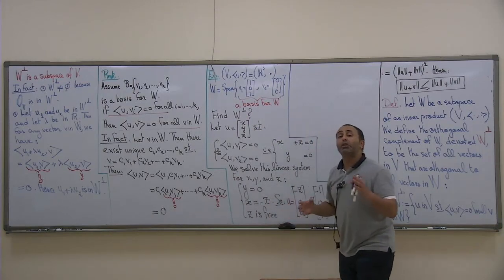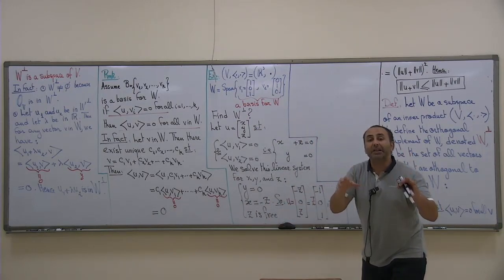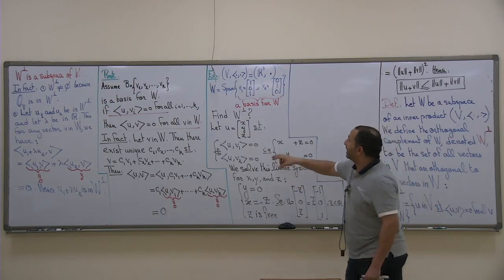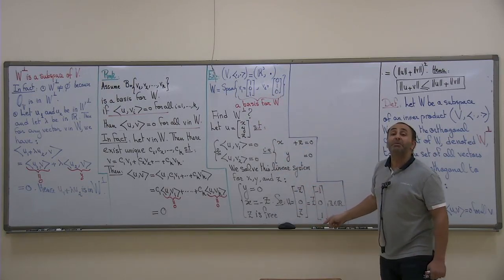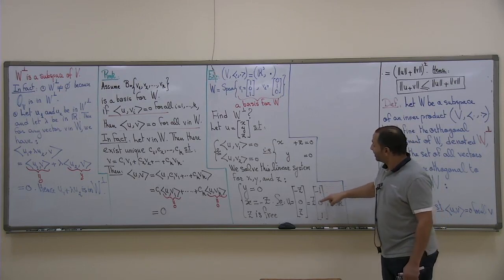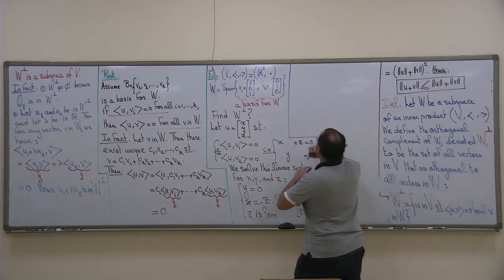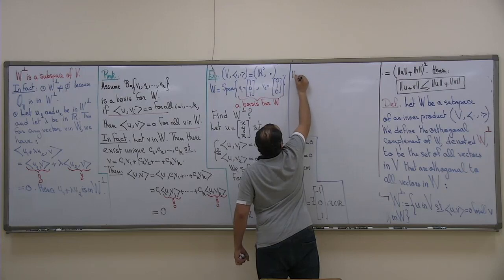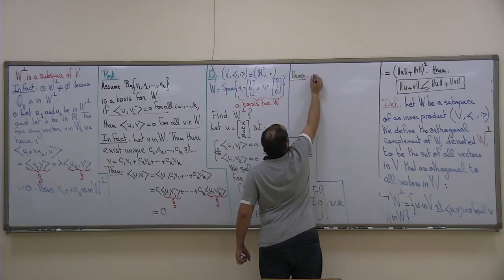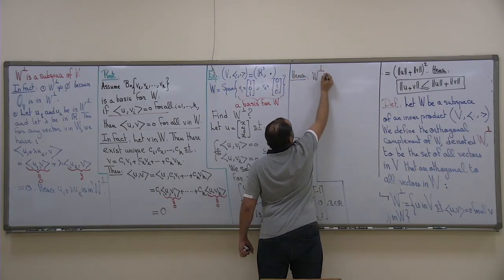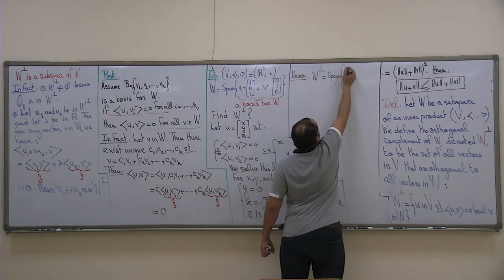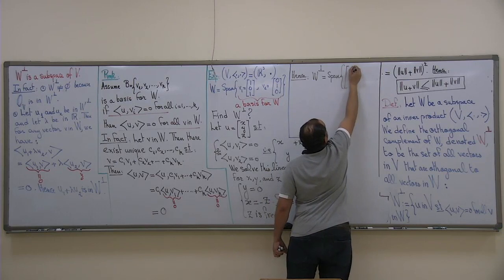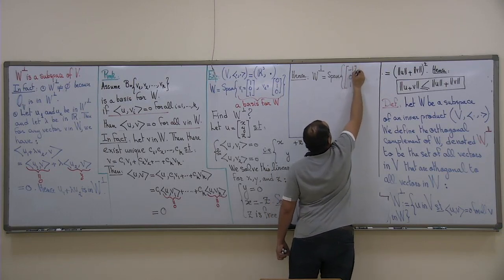That means the vectors inside W perp, the orthogonal complement, must look under this form. And so the orthogonal complement is the span of (minus 1, 0, 1). Hence, the orthogonal complement is the span of this vector (minus 1, 0, 1). Okay.